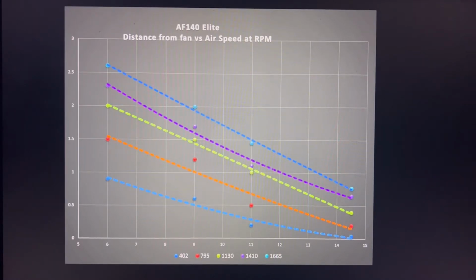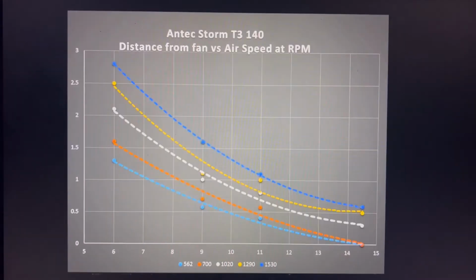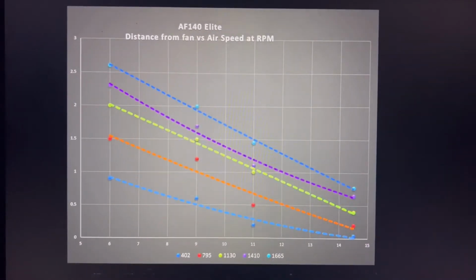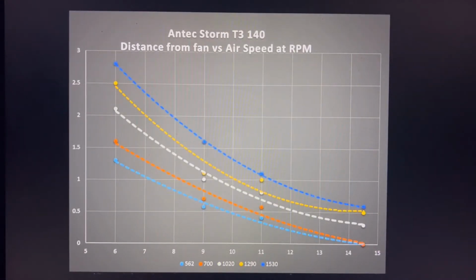So taking a quick look at the AF140 Elite, we can see that it has a very steep drop off in air velocity from the front to the back. Jumping over to the Antec Storm T3, we can see that its drop off is fairly steep, but it looks like it tends to level out towards the end, fairly differently than the Corsair, which I just jumped back and forth to. But overall, I'd still say it has a very steep drop off for a 140mm fan. But all this is taken in a vacuum. How does it compare against my control?